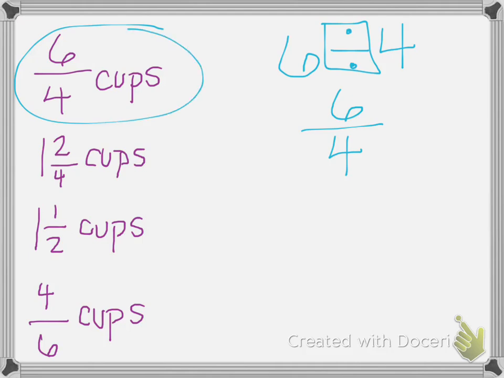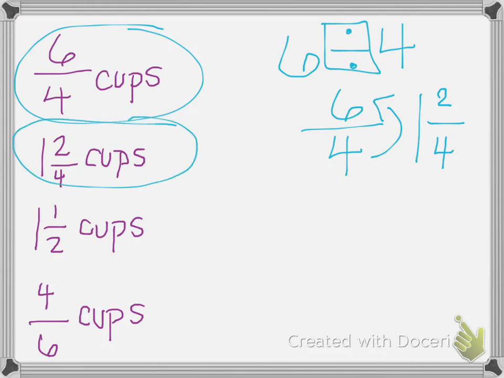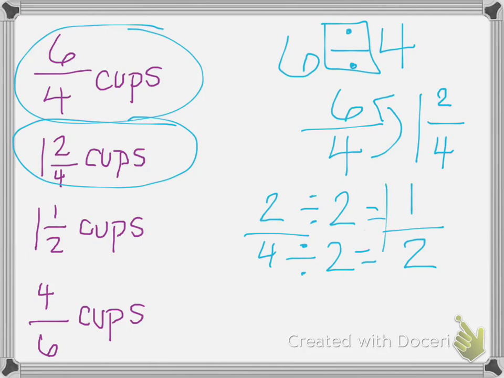Since 6 over 4 is an improper fraction, we can change it to a mixed number. So 4 goes into 6 one time with 2 left over. So another way to write that would be 1 2/4, which is the second one. Now 2/4 we can simplify. We can divide the top by 2, and we have to divide the bottom by 2 also. 2 divided by 2 is 1. 4 divided by 2 is 2. It could also be 1.5 cups.